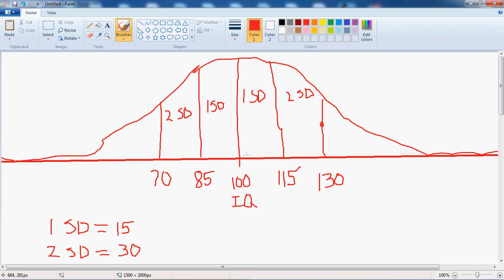So if it's between 100 and 115, it's less than 1 standard deviation. So let's say I have a score of 118. Then I would say that 118 is 1 to 2 standard deviations. So we're just learning to talk in terms of how close we are to the mean.